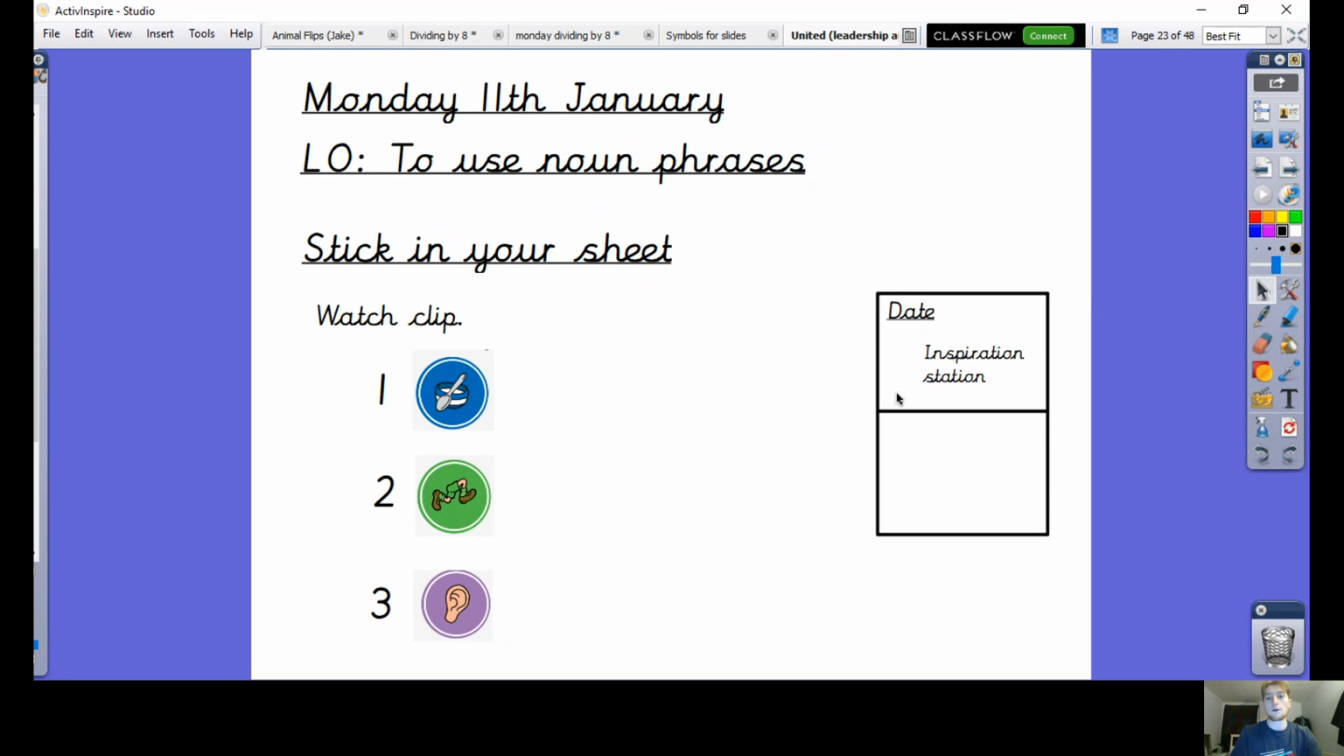This will split up our work today because we're going to use the top part of our page for our inspiration station and then the bottom part of our page for our paragraph writing or our sentence writing. Okay. Also, before you do that, can you stick in your plot point sheet, if you haven't done already? So pause the video and do all of that now.